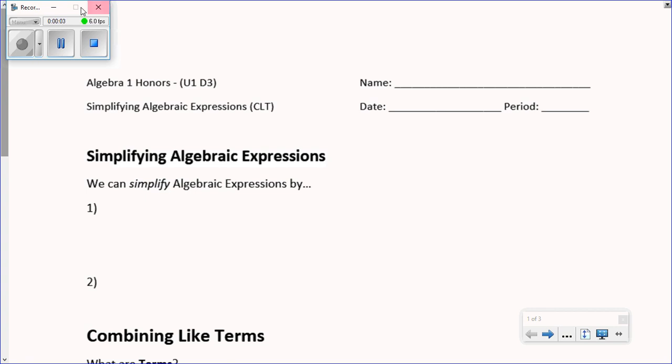Hello everybody, today we're going to go ahead and start on day 3 notes. Day 3 of Unit 1. We're going into simplifying algebraic expressions, specifically using combining like terms. That's what the CLT means.